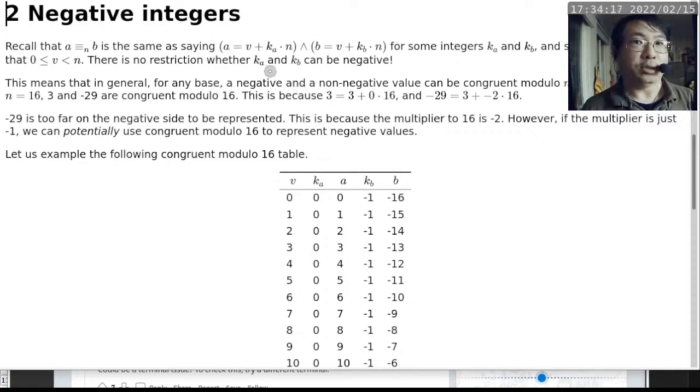It's really just these two equations expressed in a very explicit way, where KA is 0, KB is -1, and then we have V ranging from 0 all the way up to 15. And just based on the value of KA, KB, and n, which is 16, we compute here the values of A and B. So that's it.